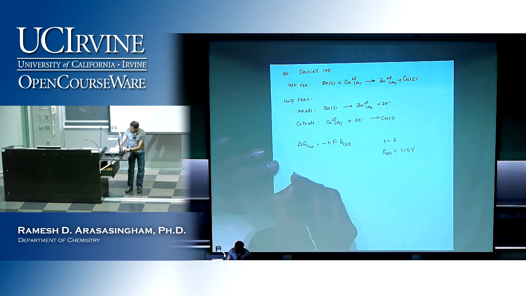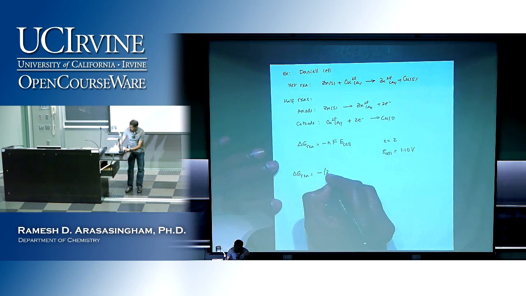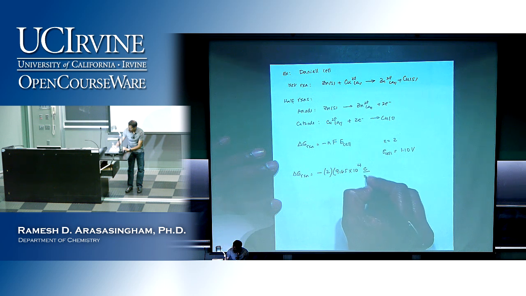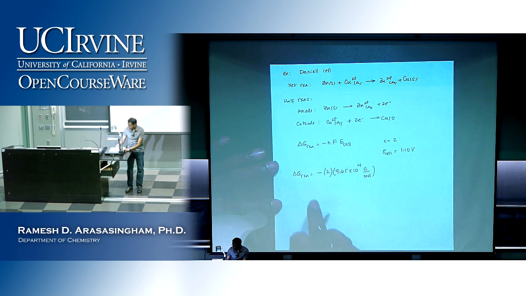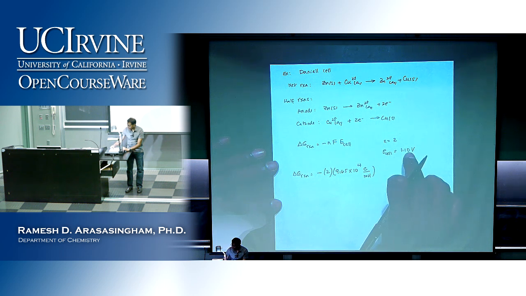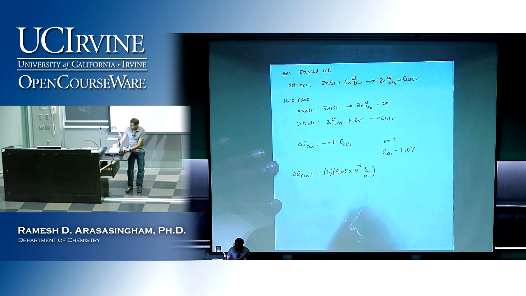So I can say that delta G reaction equals negative, and then I'm going to put the 2 moles times the Faraday constant, which is 9.65 times 10 to the power 4 coulombs per mole. It's a constant. Since everything in this is to 3 significant figures, I'm just rounding off the constants to 3 sig figs as well. And then times the cell potential, which is 1.10 volts.